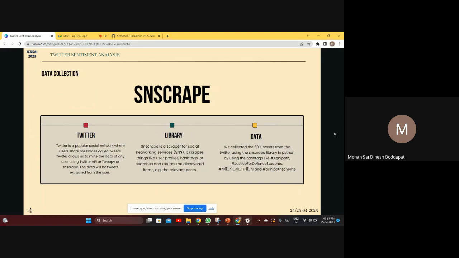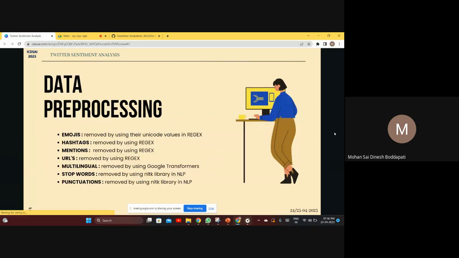We have collected the data from Twitter by using a scraper. We can scrape many user profiles and hashtags by using this. We have collected 50,000 tweets from Twitter by using hashtags like Agnipath, Justice for Defense Students, Vapas Do ya Ardo, and Agnipath scheme. Through this, we have done sentiment analysis.